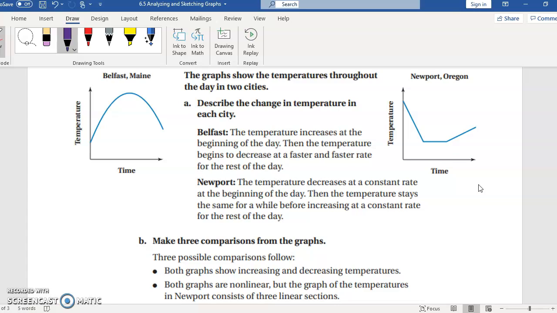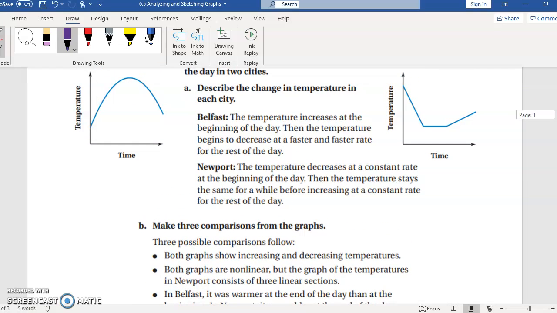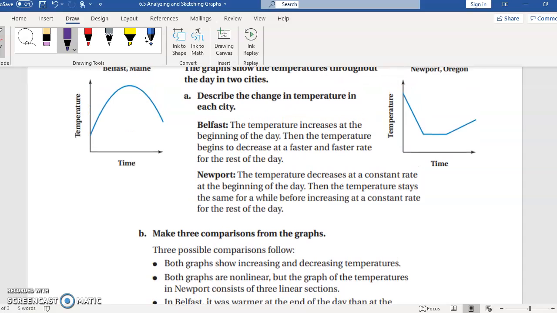Make three comparisons from the graphs. Well, both graphs show increasing and decreasing temperatures. Both graphs are nonlinear, although in Newport you have sections of linear relationships. However, as a whole, the graphs both are non-linear. And then the third one is in Belfast, it is warmer at the end of the day than it is at the beginning of the day. So the temperature is higher here than lower. And then over here, it starts off warmer and ends cooler.